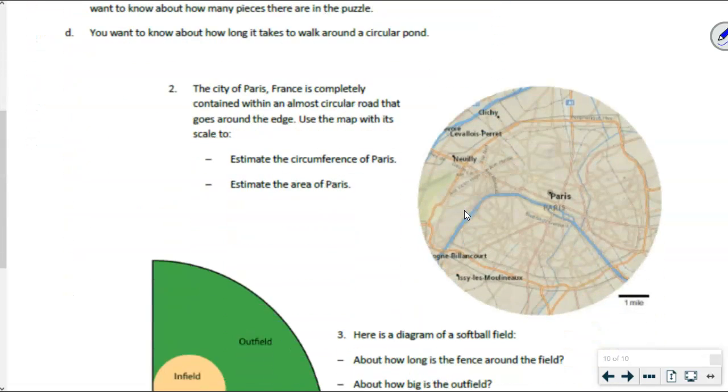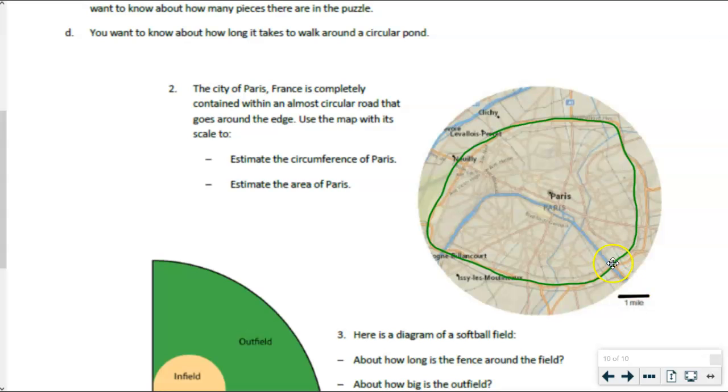Here is something that is worth pointing out because this has been a struggle in years past. The city of Paris, France, is completely contained within an almost circular road that goes around the edge. So here's what I would like to point out. It is an almost circular road. It is not a perfect circle by any means, but it's almost circular. And we can see the circular map. It says to estimate the circumference of Paris. And it does give us this scale here that this is about 1 mile.